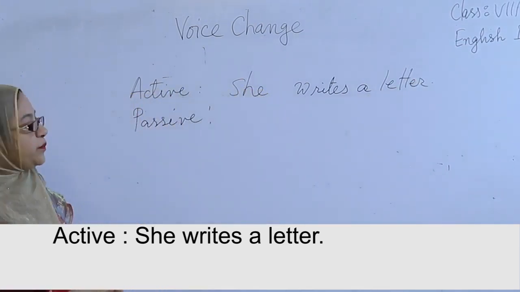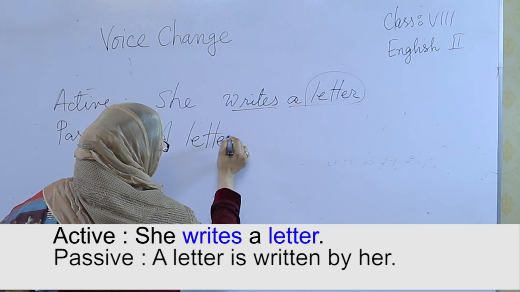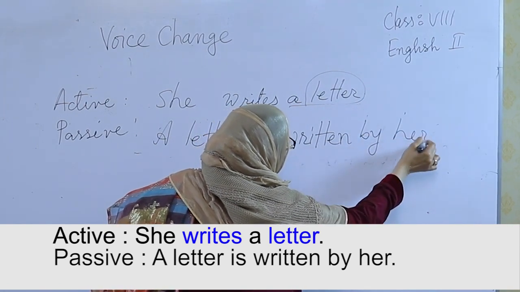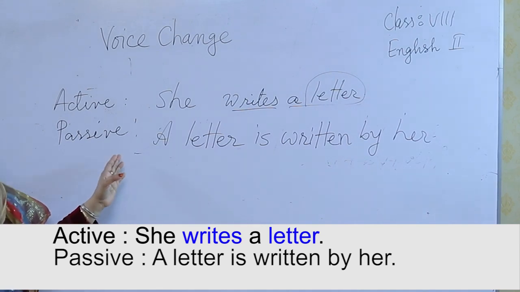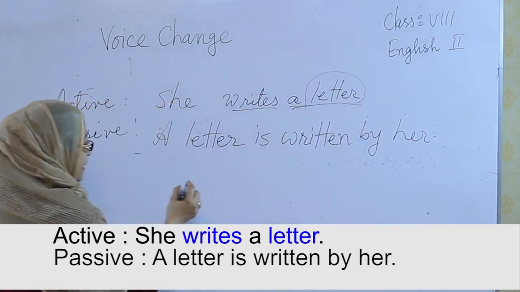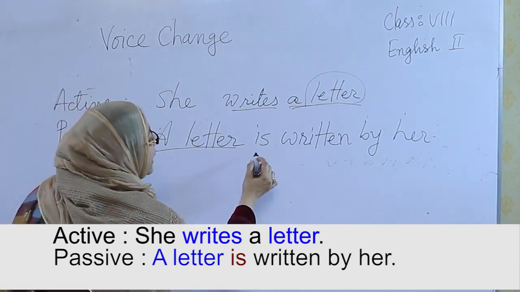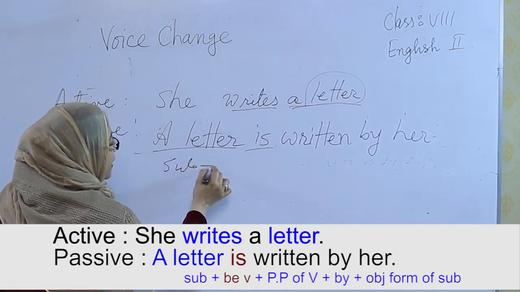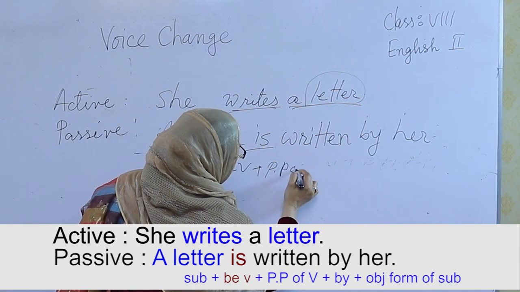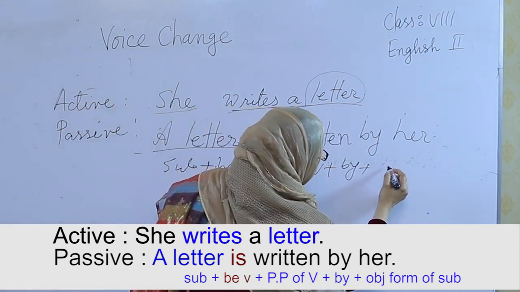This is an assertive sentence. I will turn it into passive. Look at the board. Here I turn the active voice to passive voice. The object of the first sentence, a letter, becomes the subject of the sentence, and then I write the be verb. Subject plus be verb plus past participle form of the main verb plus by, then the objective form of the subject.